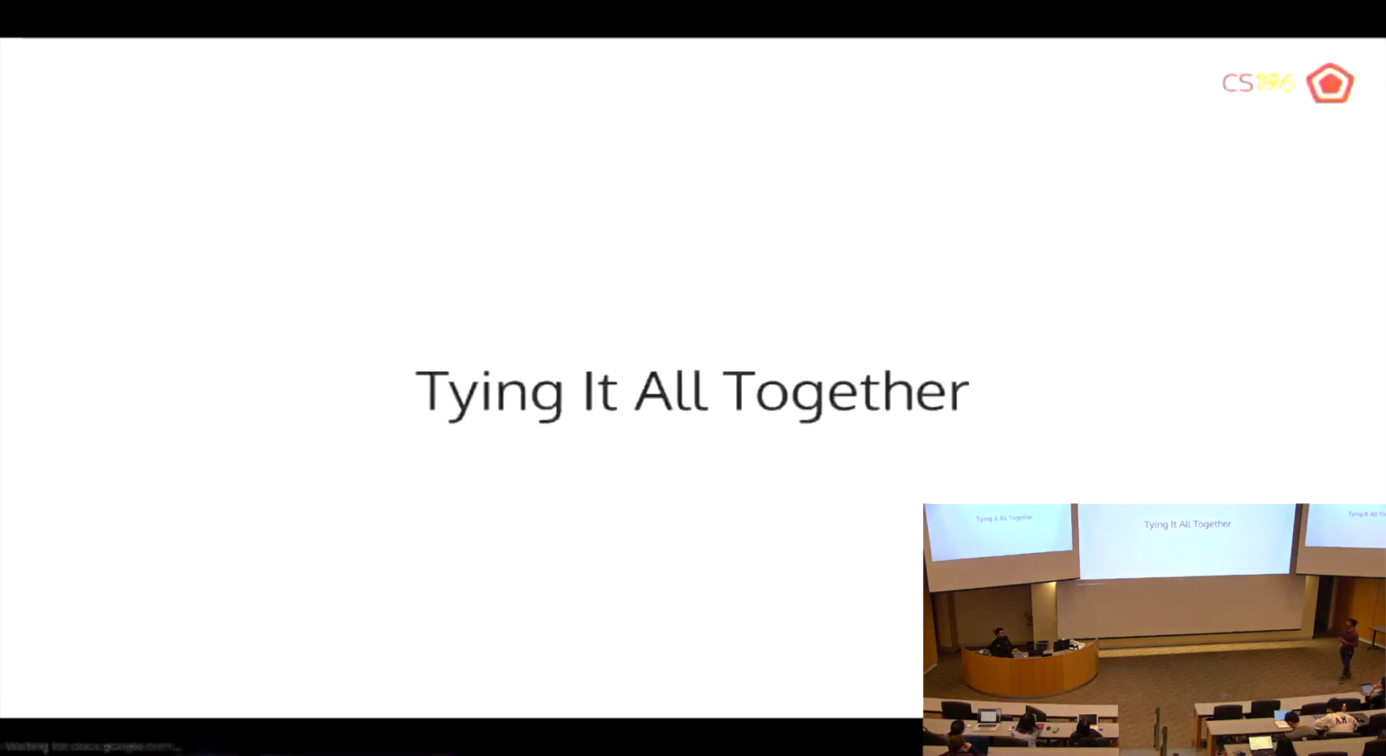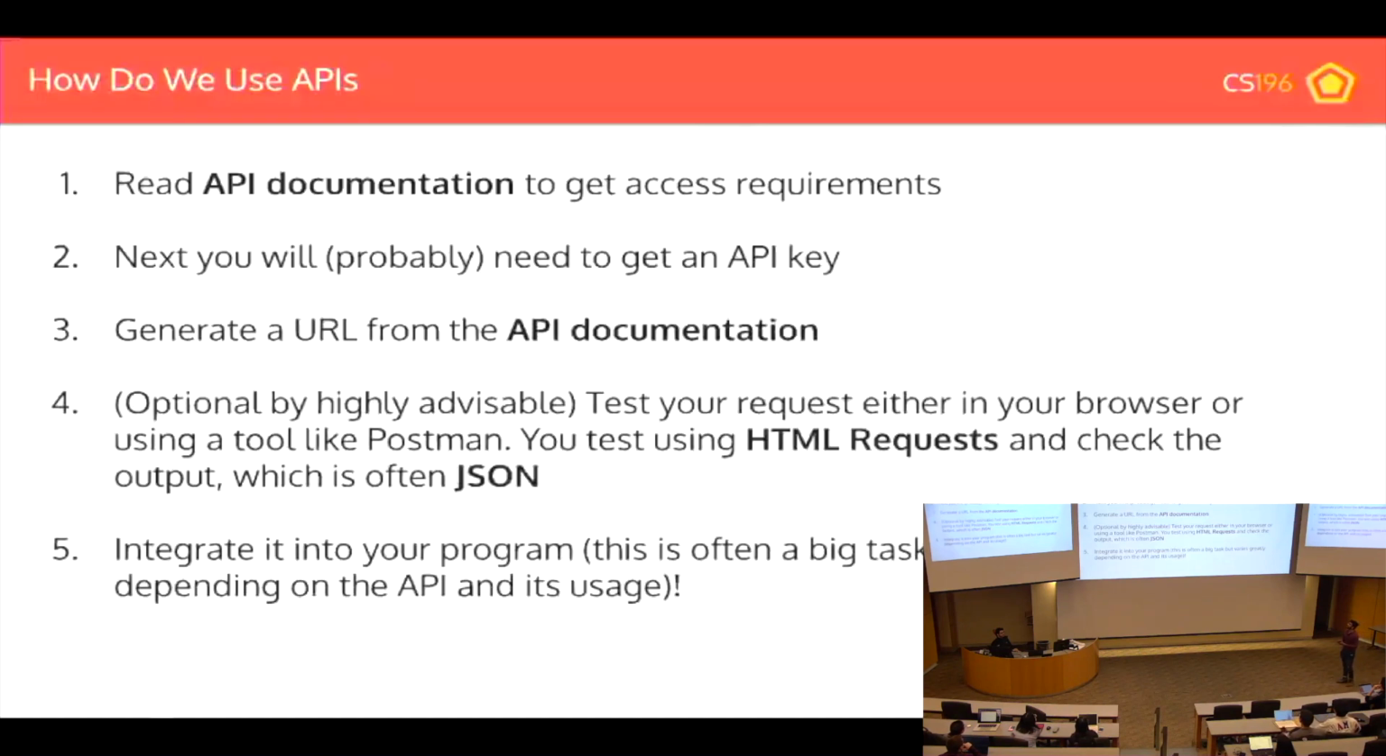Now, how do we tie all of this together? Well, firstly, we want to read the API documentation to get access requirements. So what does that mean? Well, different APIs are very different in how we use them, but most of them involve getting a URL and an API key. So let's talk about API keys next.